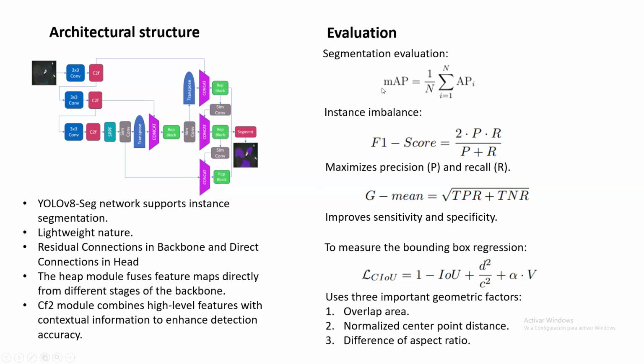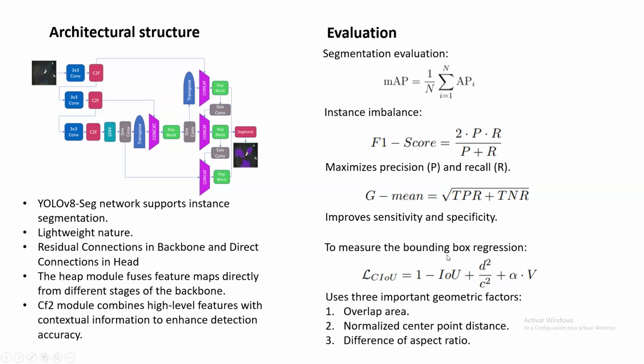To evaluate the segmentation model, I use mean average precision, but to solve imbalanced data, I use the F1 score method to maximize precision and recall, and use the G-mean score to improve sensitivity and specificity, about true positive rate and true negative rate.